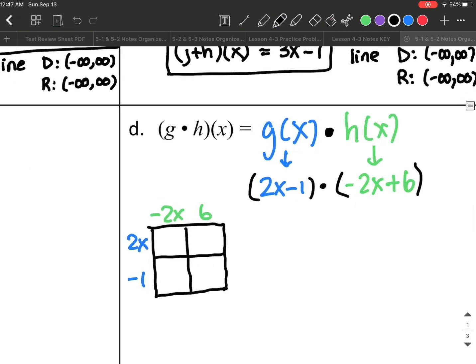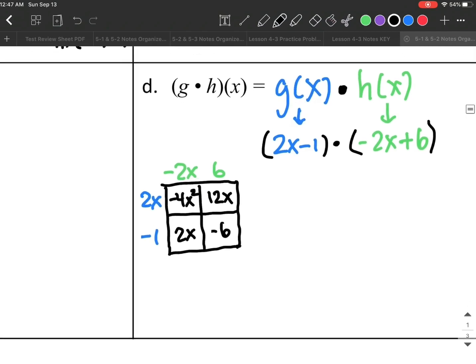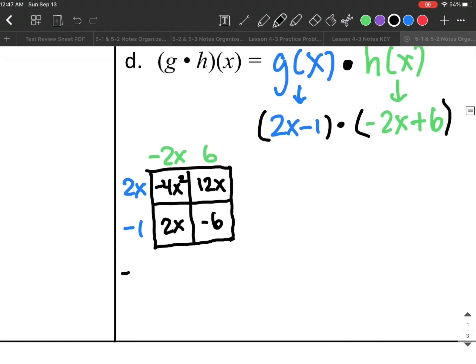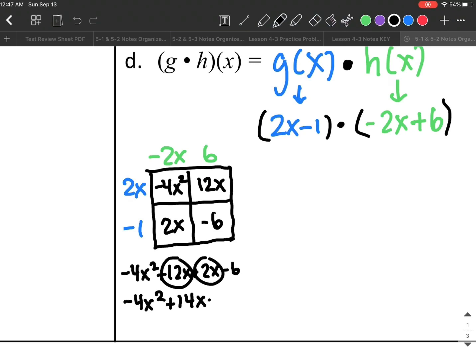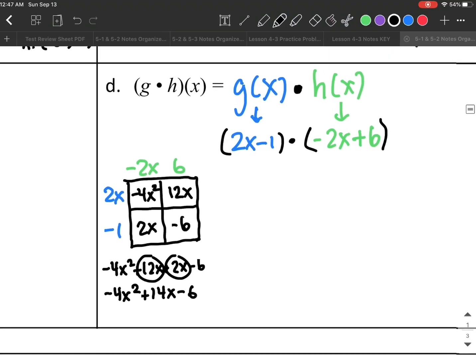So I have negative 2x times 2x, which gives me what's in this box, negative 4x squared. I have 6 times 2x, which gives me 12x. Negative 2x times negative 1 is 2x, and then 6 times negative 1 is negative 6. So that's going to give me negative 4x squared plus 12x plus 2x minus 6, and then I simplify by collecting these two terms, and I have negative 4x squared plus 14x minus 6. All right, so that's my answer.